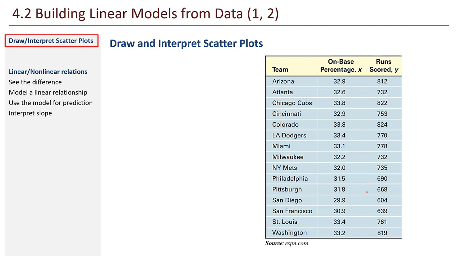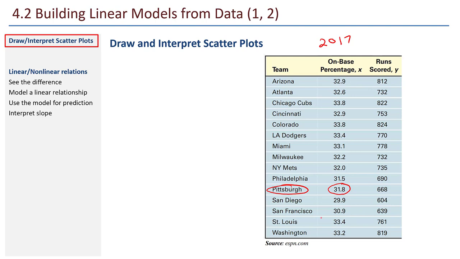So let's draw and interpret scatter plots. Take a look at the data on the right. There are 15 Major League Baseball teams, and for each baseball team, the first column tells us the on-base percentage of the players on that team and the total runs scored. Oh, and I should say this is for the year 2017. So, for example, the Pittsburgh Pirates. During the year 2017, their players had an on-base percentage of 31.8%.